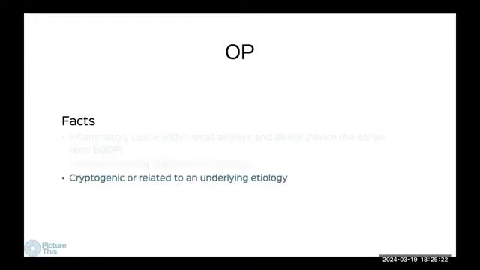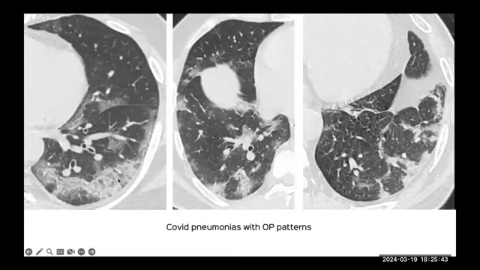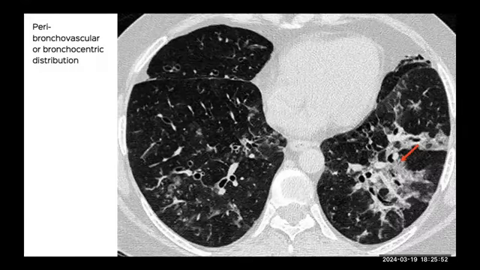If there is no etiology, then we call it cryptogenic, but very often we may find an underlying etiology. There are multiple patterns: predominant consolidation, predominant ground glass, perilobular, mixed, fibrotic, reverse ground glass, or presenting as a nodule or a mass. So here is your bilateral subpleural basal consolidation. Here we have bilateral, again, subpleural and peribronchovascular consolidation. This is an OP pattern, but in a patient with COVID.